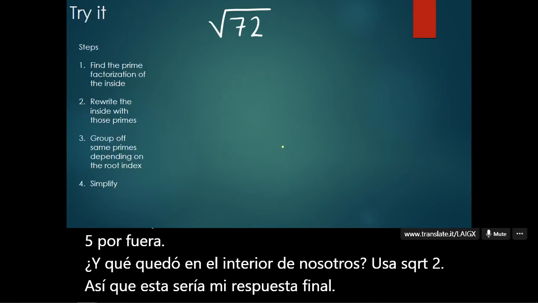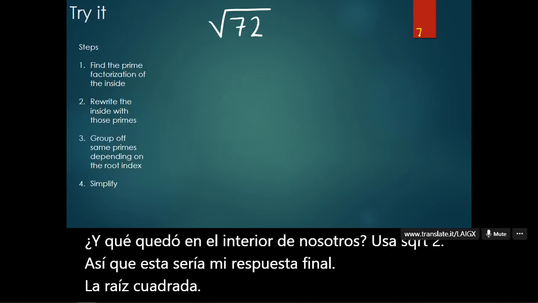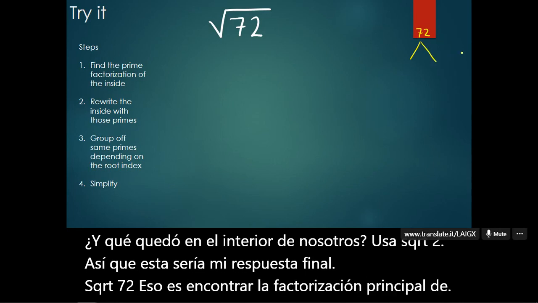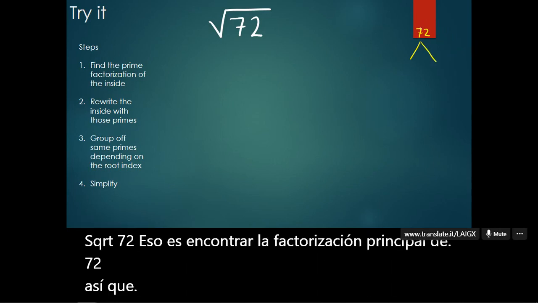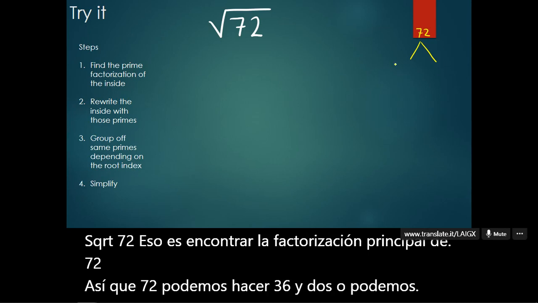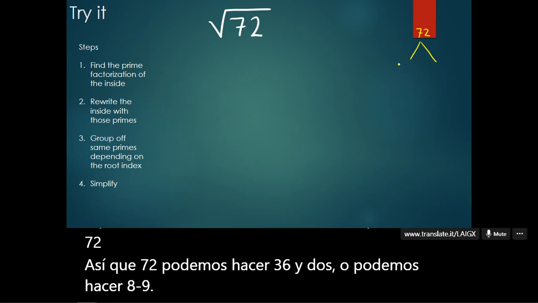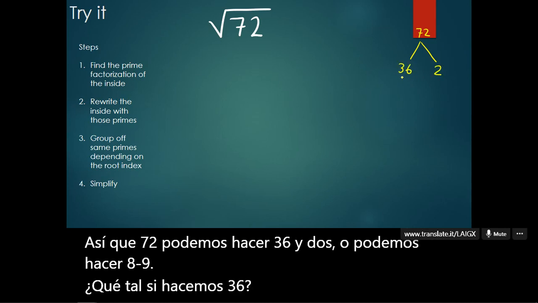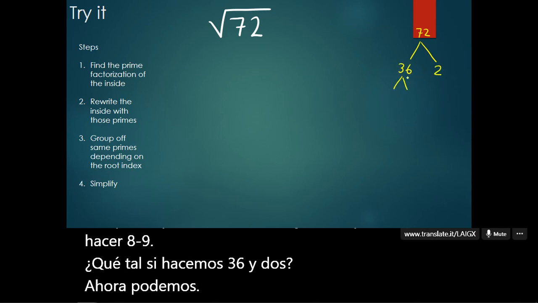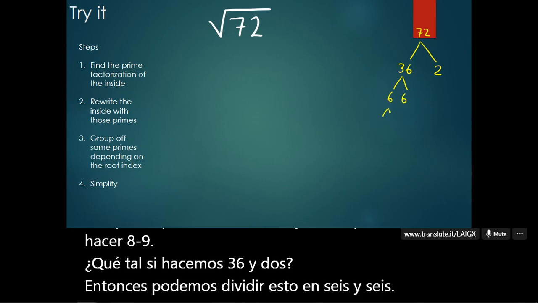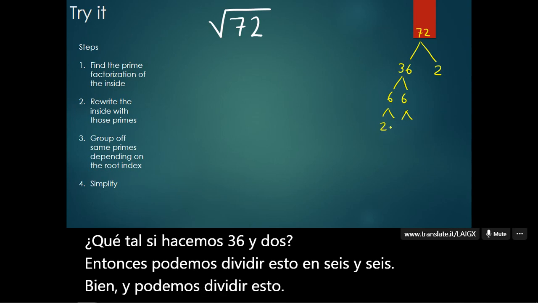The square root of 72. Let's find the prime factorization of 72. So 72, we can do 36 and 2, or we can do 8 and 9. How about we do 36 and 2? Then we can split this into 6 and 6, okay? And we can split this into 2 and 3, and 2 and 3.